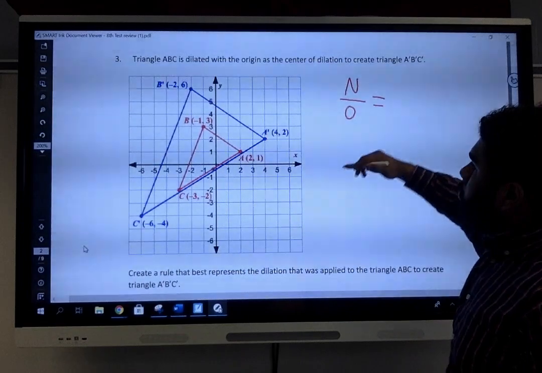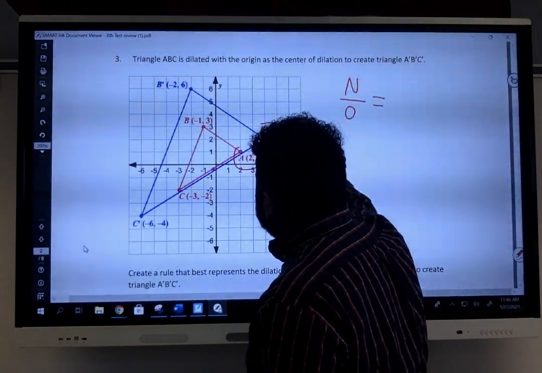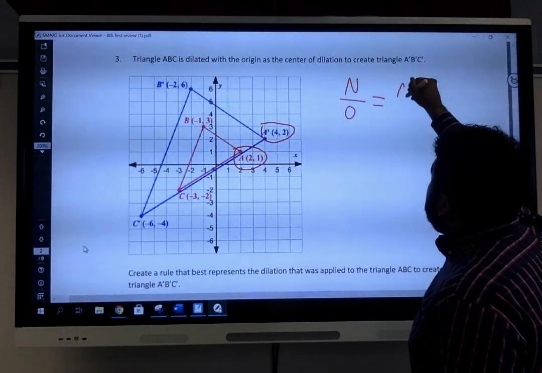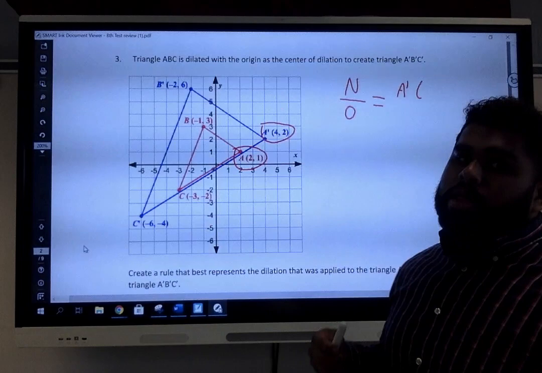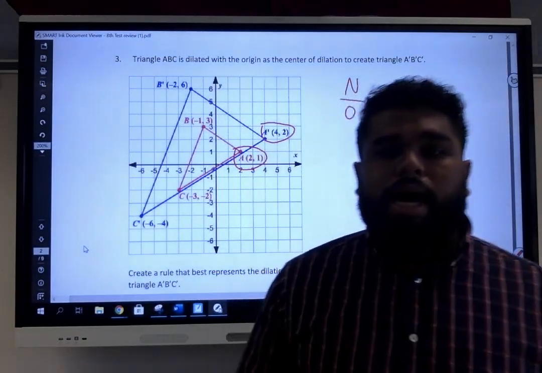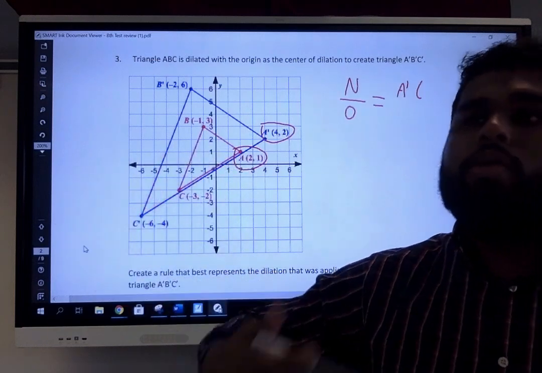So your new point, let's do A prime and A, okay? A prime, that's our new one because it has the prime mark. And again, remember, the prime mark tells us that the image was dilated or transformed, okay?